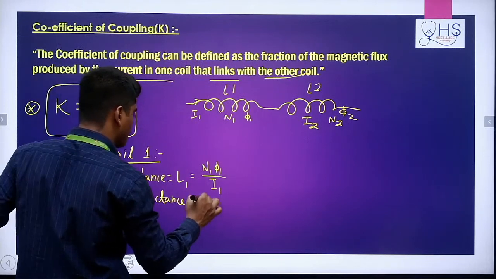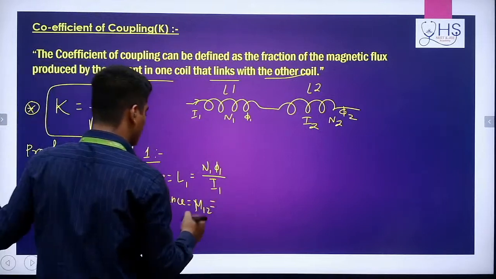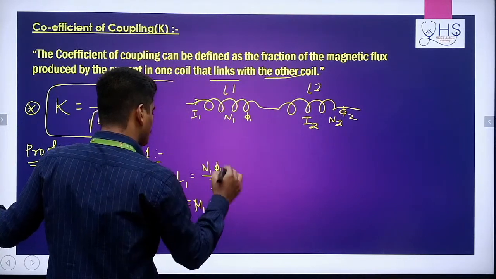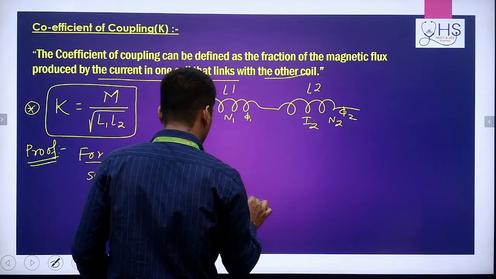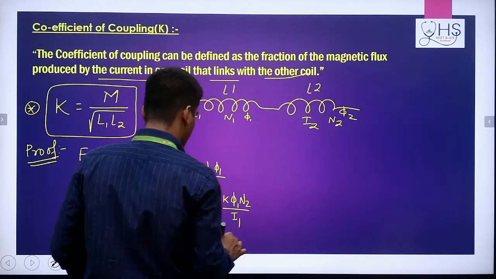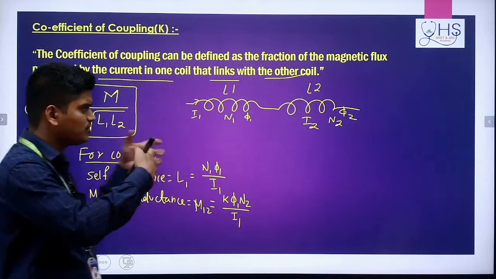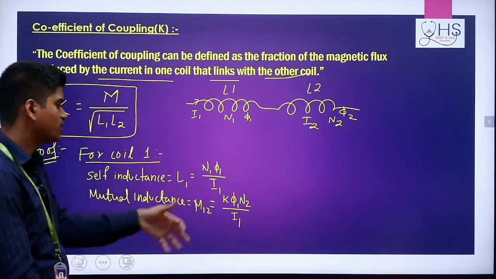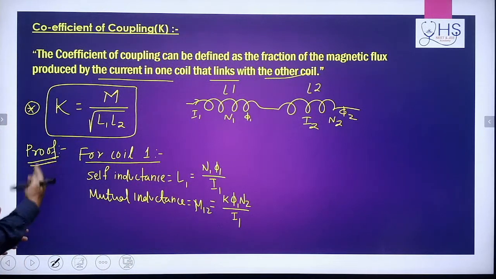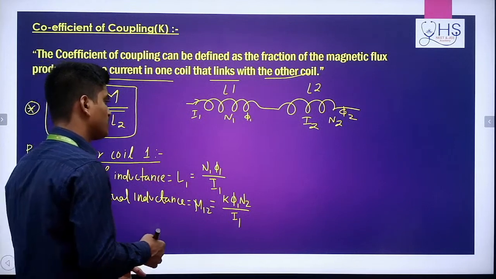And if you want to find the mutual inductance, the mutual inductance will be M12, which is equal to M21 also, we know. So that will be nothing but K phi 1 into N2 divided by I1. So remember this one. Why is this K term coming? Because both are together, there is some linkage, some interaction. That interaction factor I took as K. So that's why the total flux in L1 is K into phi 1.